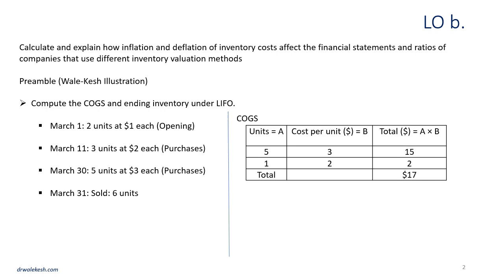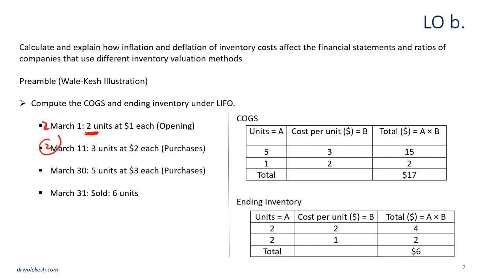So for ending inventory, we have 2 units left here, and we have 2 units on the 1st of March. So 2 units at $2, which is what we have here. Then the remaining 2 units at $1. So this will be 2 times 2, which is 4, and this will be 2 times 1, which is 2. If you add these two together, then that will be $6.